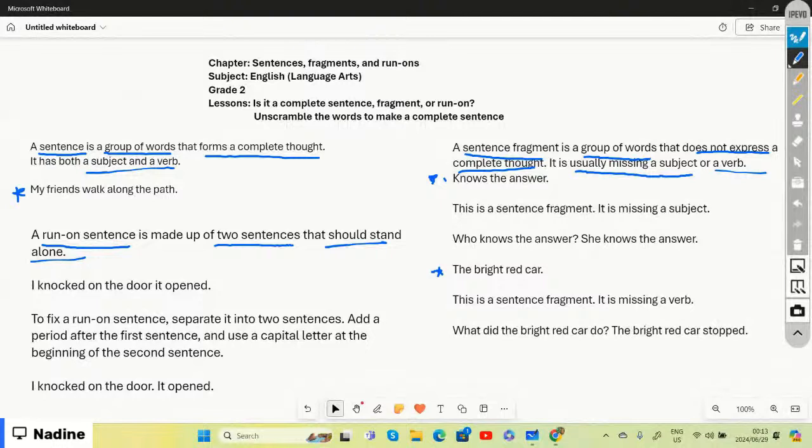Usually within a run-on sentence, it has two sentences in one sentence, whereas the two sentences should be standing on their own.